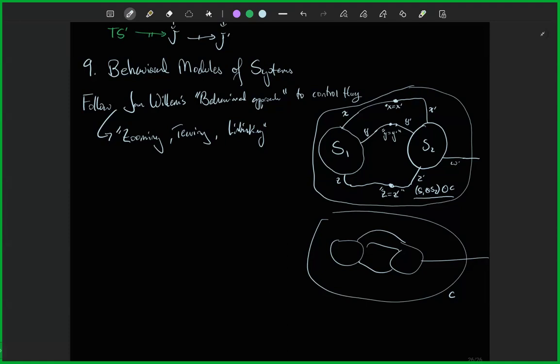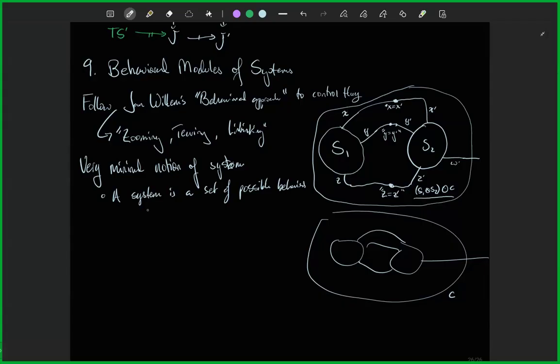So there's a very, very simple formulation here that will make increasingly more robust as we go on. And so Jan Willems has a very simple notion, you could say, a very minimal notion of system. So a system is a set of possible behaviors. Here's what we call S.